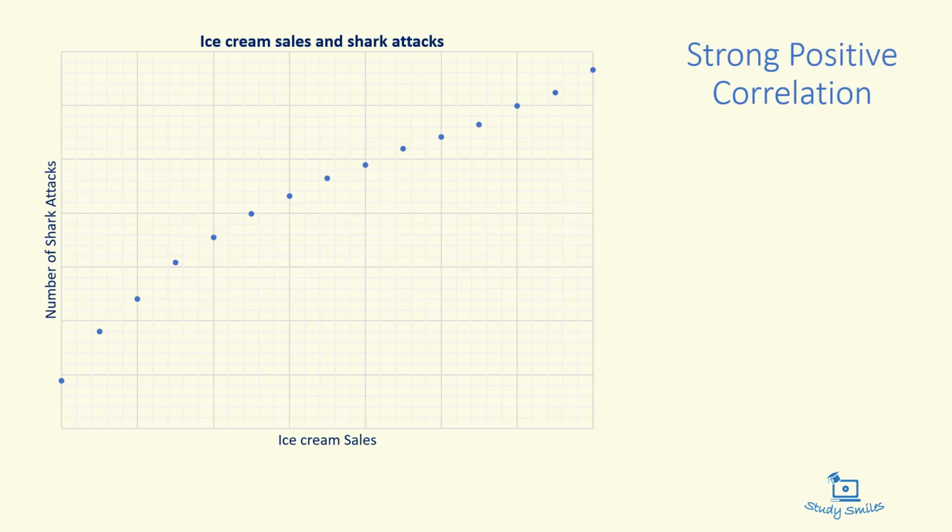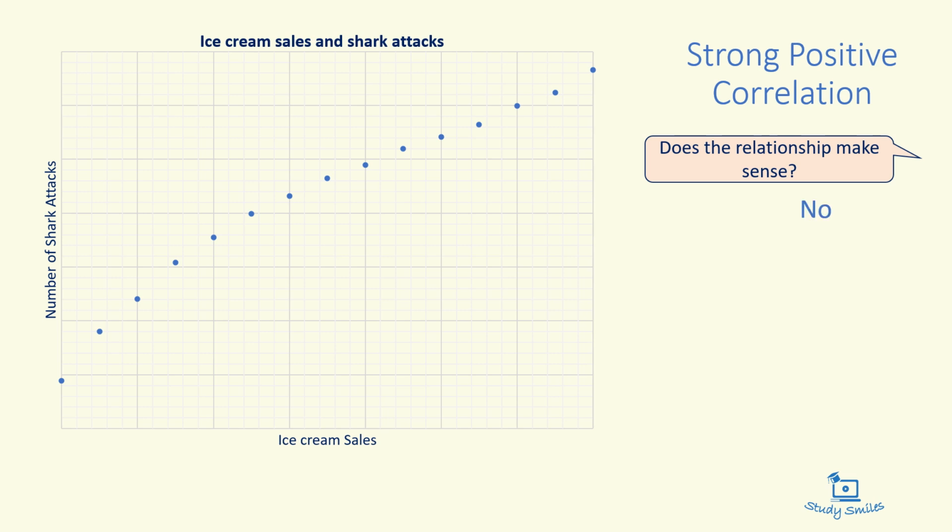There is a strong positive correlation between the number of ice cream sales and the number of shark attacks. Does this mean the sharks are attacking to eat ice cream? No, of course not. Let's work through the questions. Does the relationship make sense?